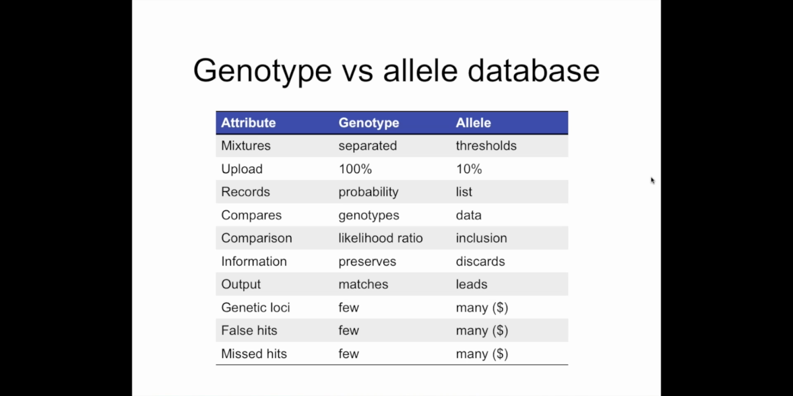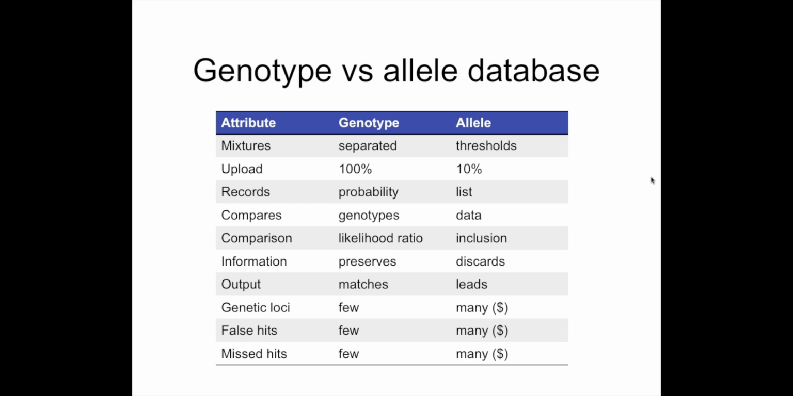Now, how many genetic loci do you need to get good results? With a genotype database that separates out mixtures, preserves information, uses likelihood ratios, and so on, the 13 CODIS loci are fine, and the studies that we and others have done confirm that. However, if you use an allele database that loses a lot of information, because that's not its point, it's a generalization in a different direction from the 20th century, then you need more loci, and currently a lot of resources and money are being expended to expand the number of genetic loci in order to help support these older databases.